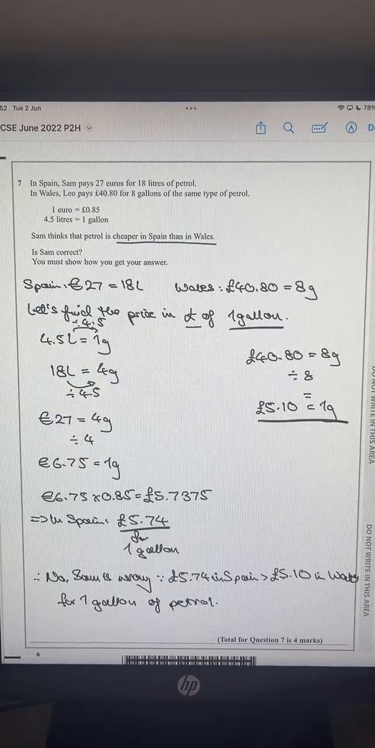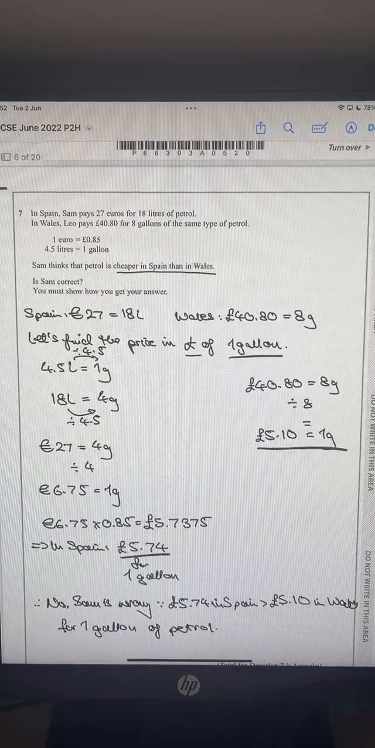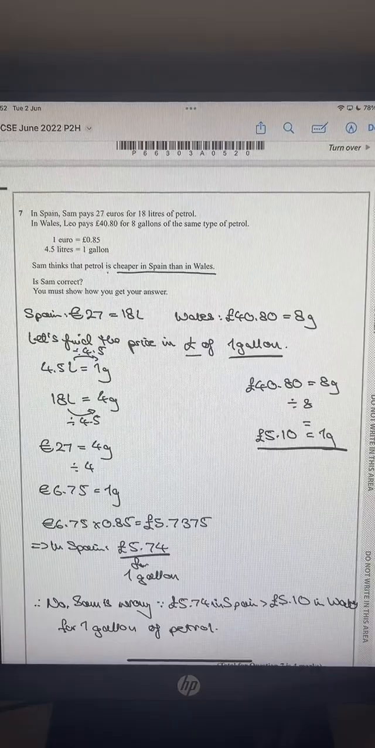This is Edexcel. So I write out my facts from the paragraph there. For Spain is 27 euros for 18 liters. For Wales is this much. And I need to compare the price for petrol in Spain and in Wales. So I'm going to convert them to the same currency and the same metric, so gallons and pounds, so I can easily compare them equally.